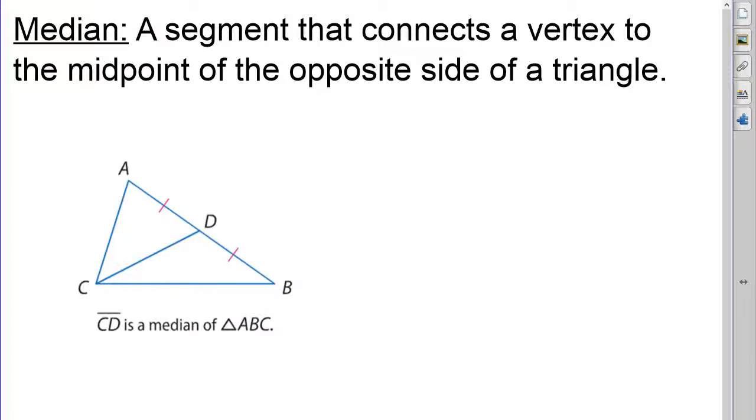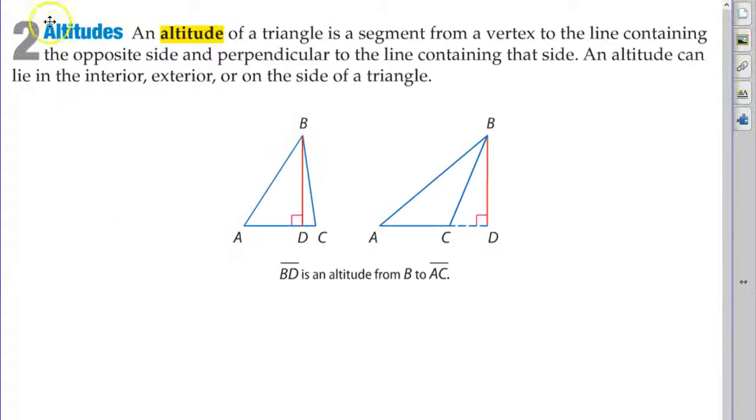Now the other segment you should be familiar with is the altitude, because an altitude is just a fancy way of saying the height of a triangle. Now, we have a much more complicated definition for that, and it's because the altitude could be inside or outside of the triangle. Before I go through what this definition is saying, let me look at the drawing down here. This altitude is inside the triangle. When that happens, you just go from a vertex to the opposite side, perpendicular to it.